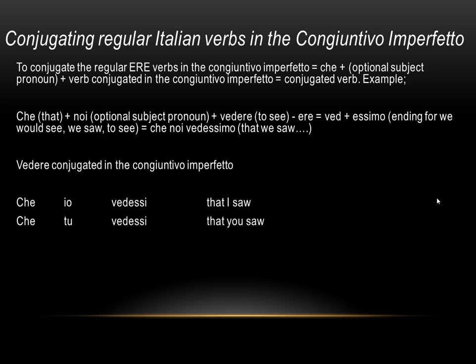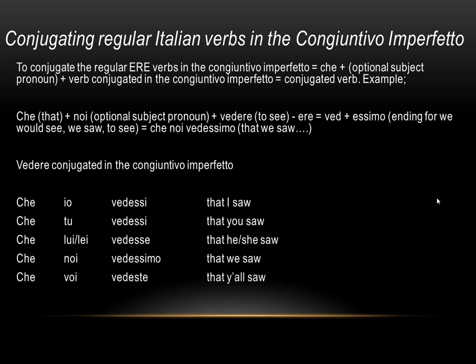Che tu vedessi, that you saw. Che lui, lei vedesse, that he saw, she saw. Che noi vedessimo, that we saw. Che voi vedeste, that y'all saw. And che loro vedessero, that they saw. The first thing I want to point out is we have vedere minus -ere, which is ved, and then our endings: -essi, -essi, -esse, -essimo, -este, and -essero. The only difference between the -ERE and the -ARE endings is this first letter.